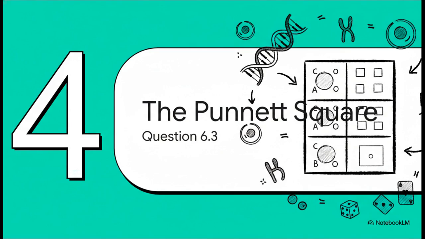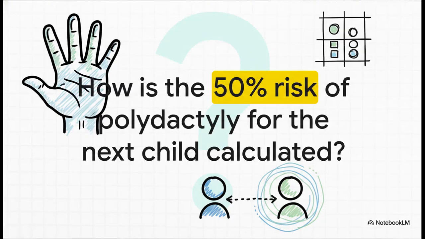Okay, next up, a classic genetics problem that calls for one of the most useful tools in your biology arsenal, the Punnett square. This part is all about predicting probabilities. So here's the scenario. Person 6 and 7 want to know the chances of their next child having polydactyly. We're told the answer is 0.5 or 50%. But look, this is a 4-mark question. That's a huge clue that you can't just write down the answer.